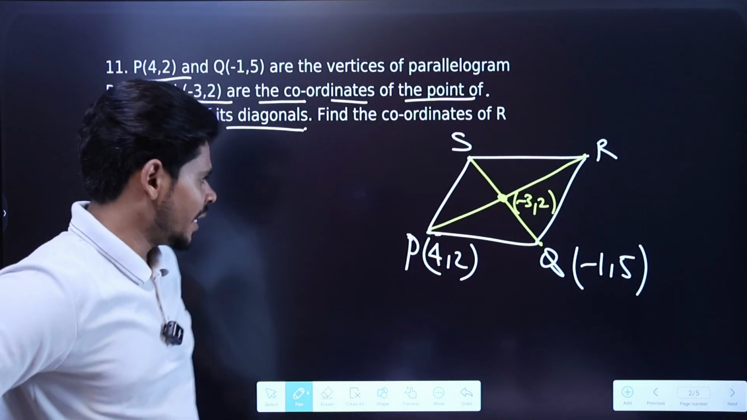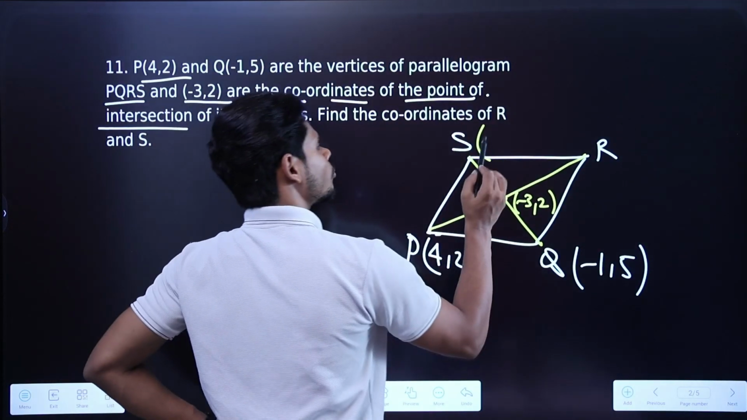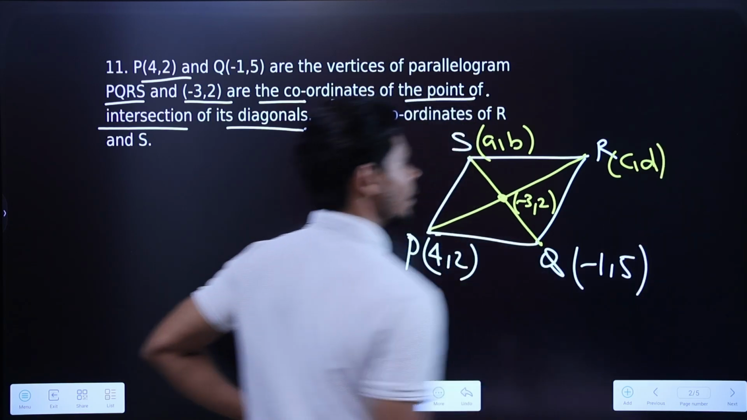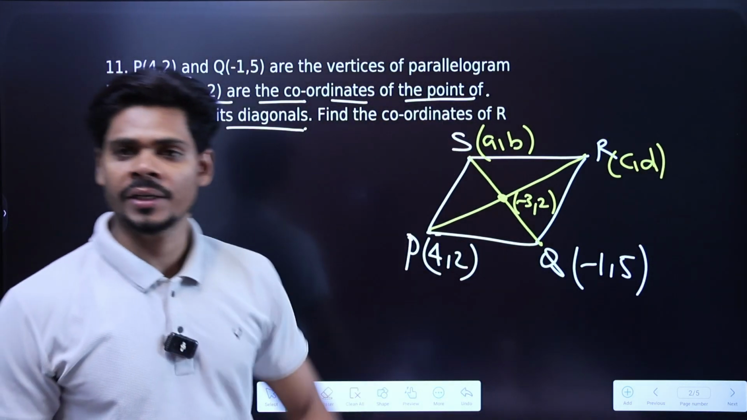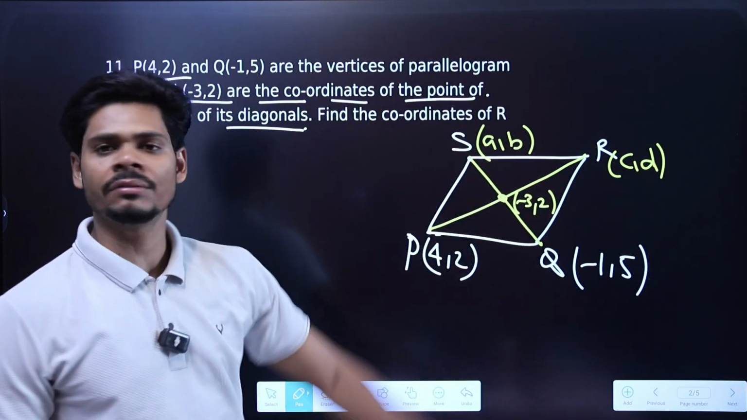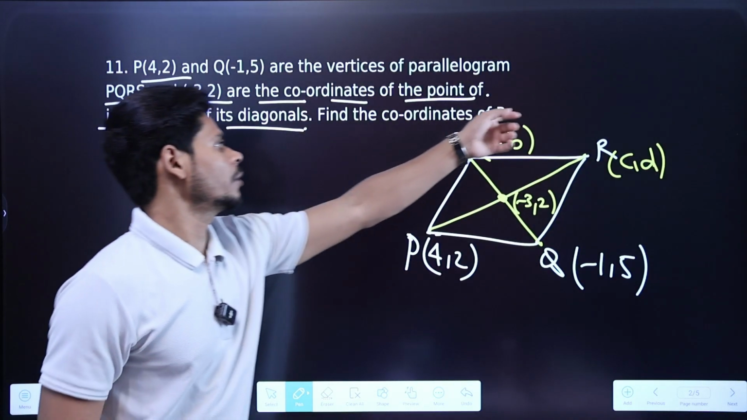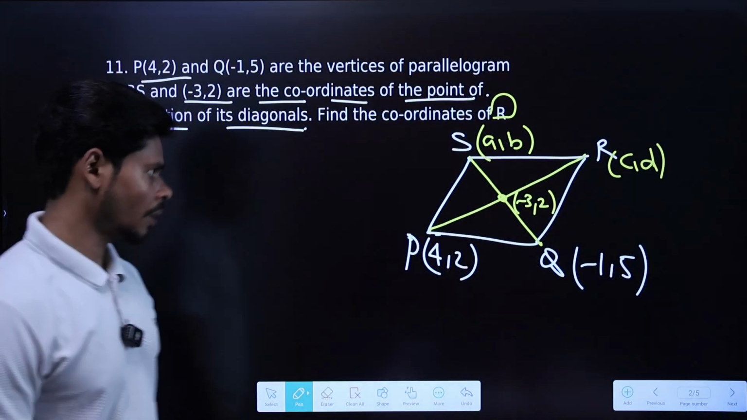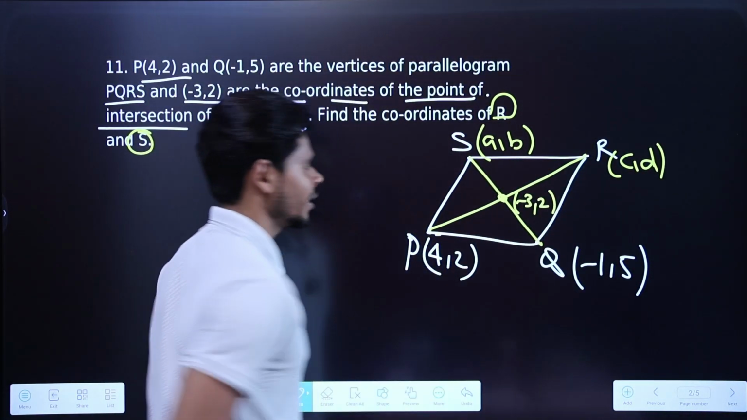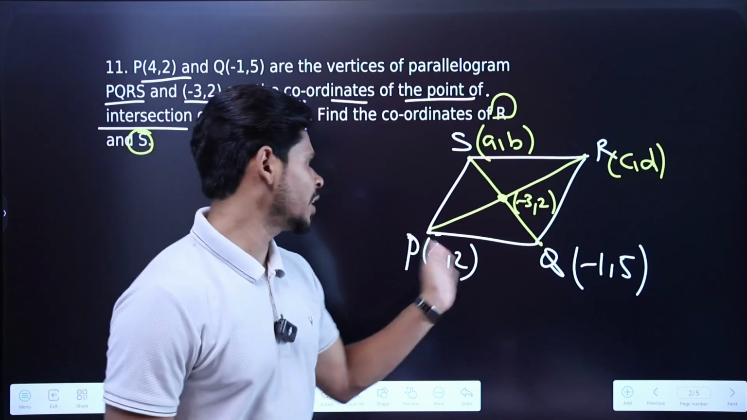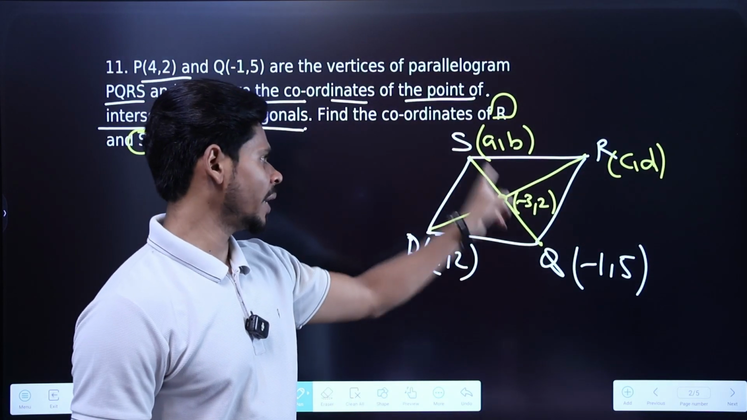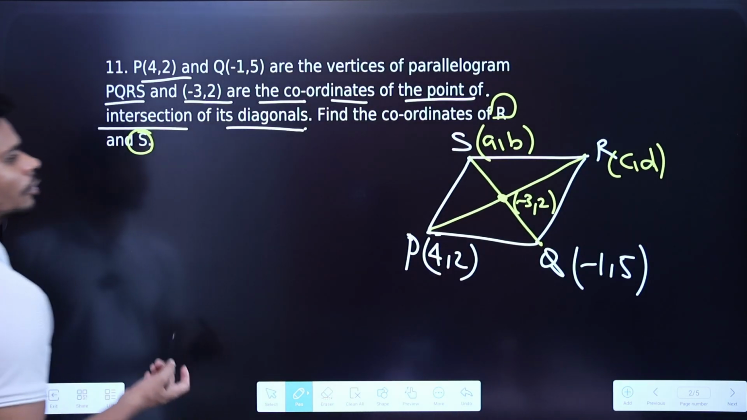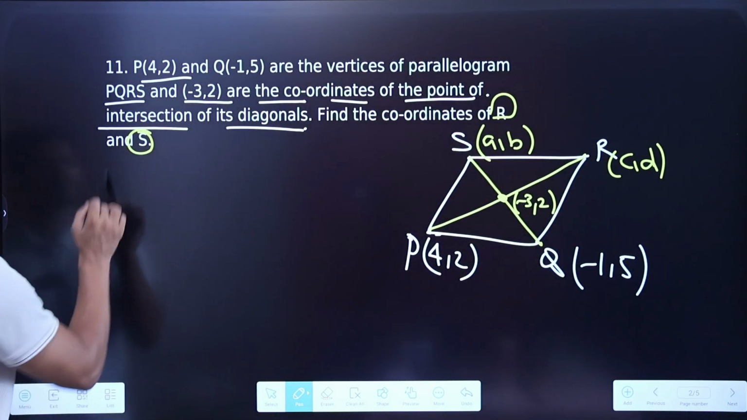Now what we can do is, let's say this coordinate is A, B, and this coordinate is C, D. We need to find these A, B, C, D values. We need to find the coordinates of R and S. Let's do it. We already know that the midpoint of PR and the midpoint of SQ will be exactly the same. So let's first find the midpoint of PR.